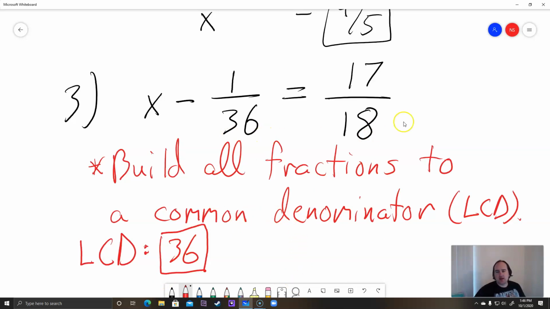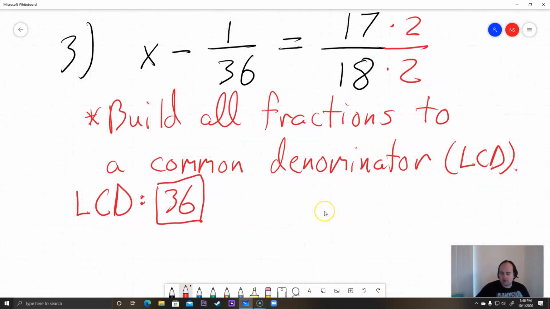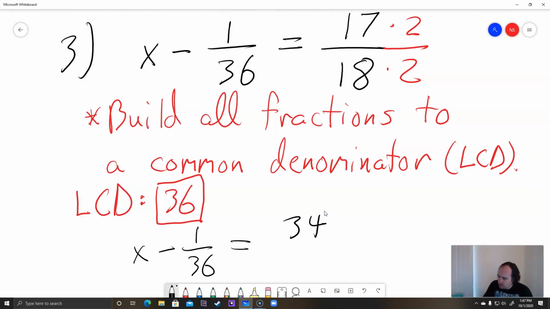Okay, and then we need to multiply each of these fractions by what we're missing until we have them built to the LCD. So this one we already have 36, so we're good. This one, what are we missing? Well, we're missing a 2 because 18 times 2 is 36. So we're going to multiply this second fraction on the right side by 2 on the top and the bottom. Okay, so what's that going to give us? Now we're going to end up with x minus 1/36 equals 2 times 17 is 34/36.